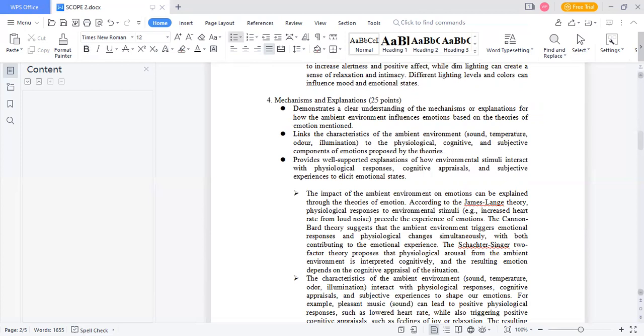It also provides well-supported explanations of how environmental stimuli interact with physiological responses, cognitive appraisals, and subjective experiences to elicit emotional states. So try to provide such well-supported explanations.